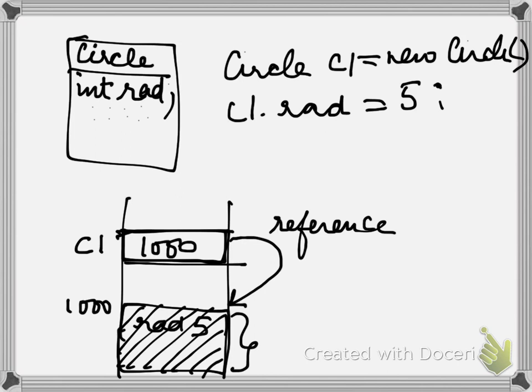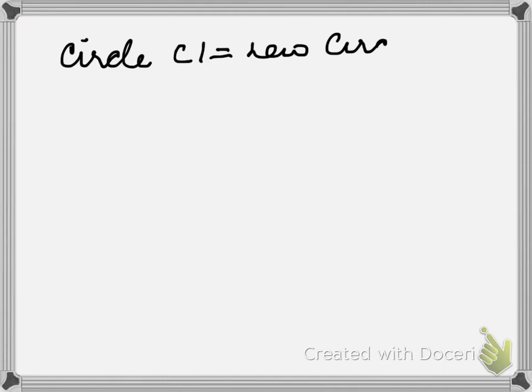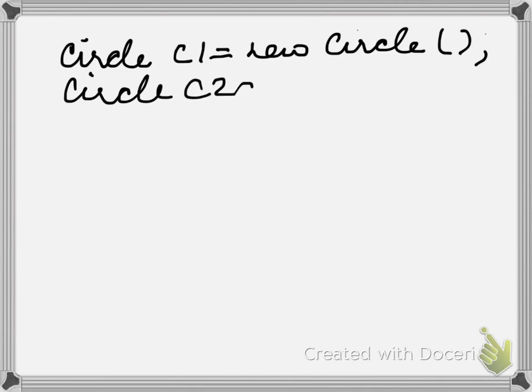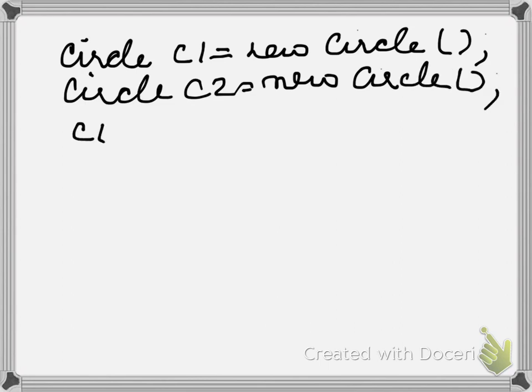Now, reference variables are handled differently as compared to your regular variables. So let us create another variable out here. I already have C1, which is new circle. Let me create another variable, Circle C2, of type circle.